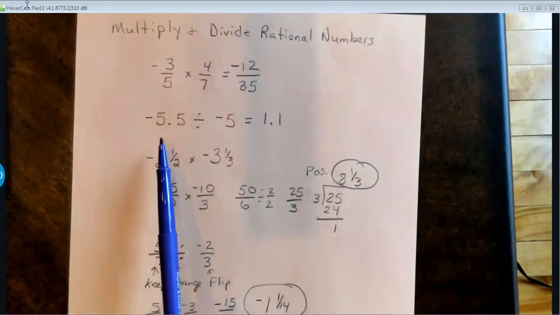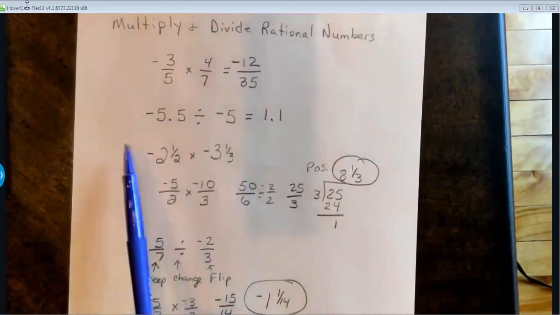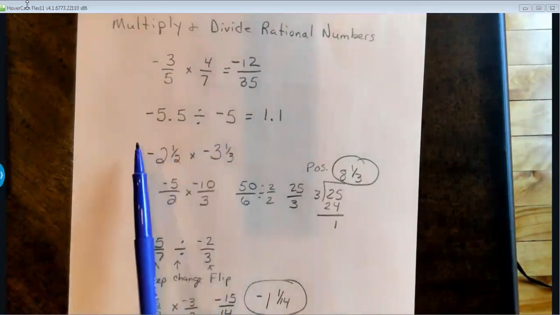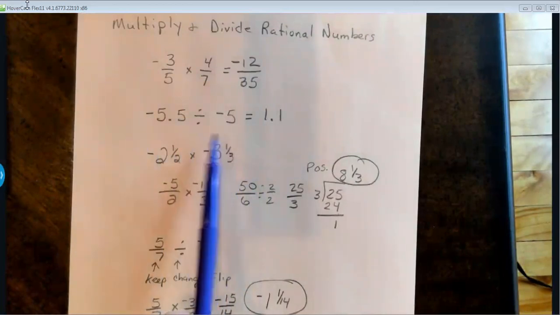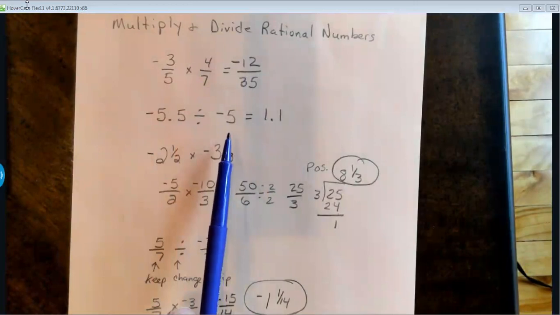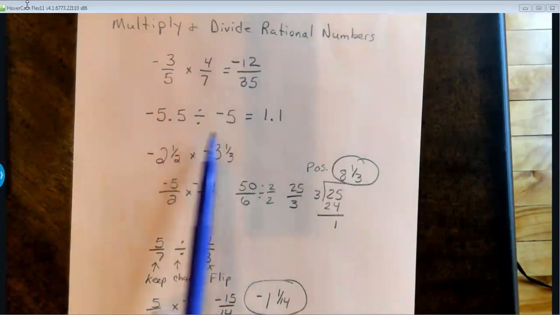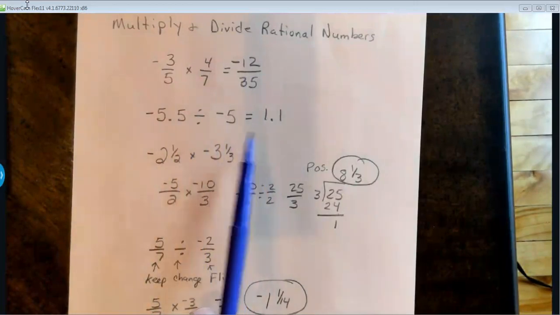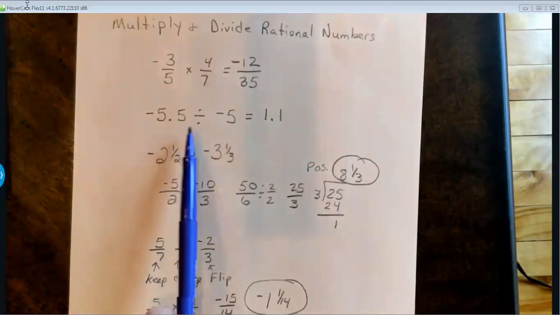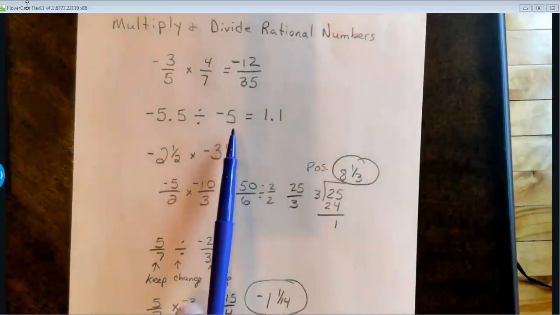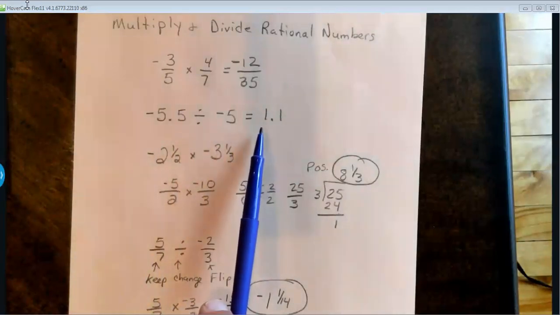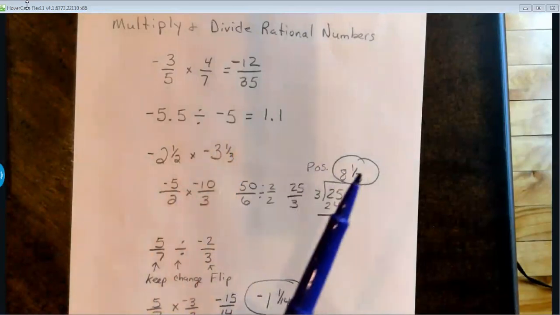In my second example, I'm dividing two negative numbers. So 2 is an even number. When even numbers are involved, an even amount of negatives, your answer is positive. Negative 5.5 divided by a negative 5 is going to be a positive 1.1.